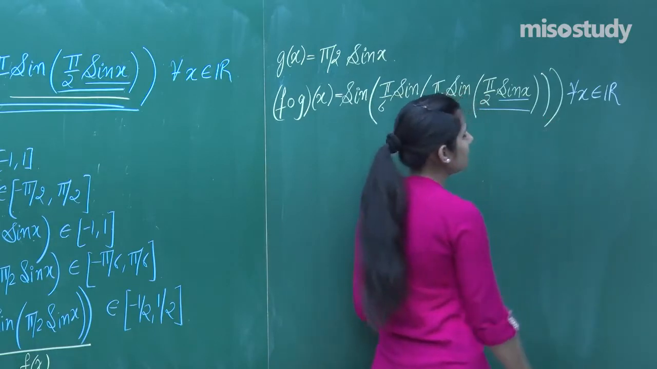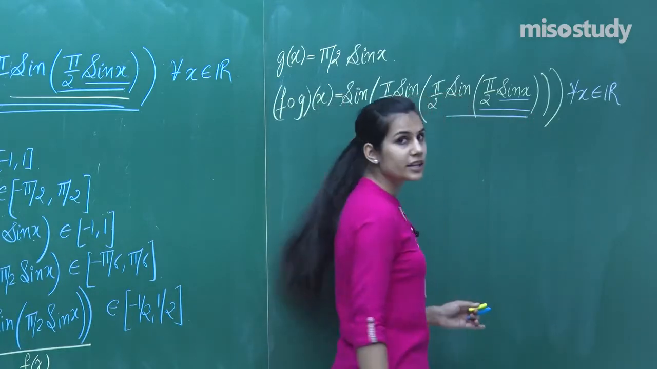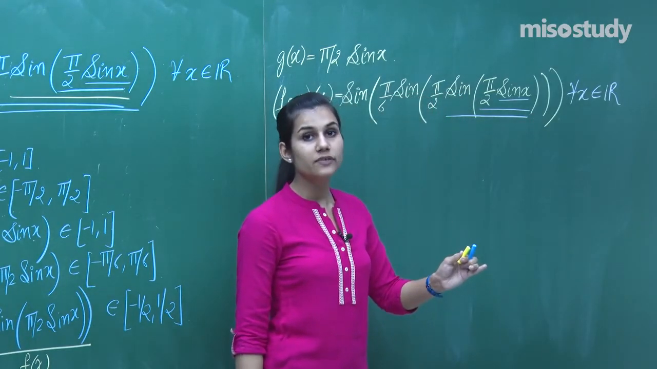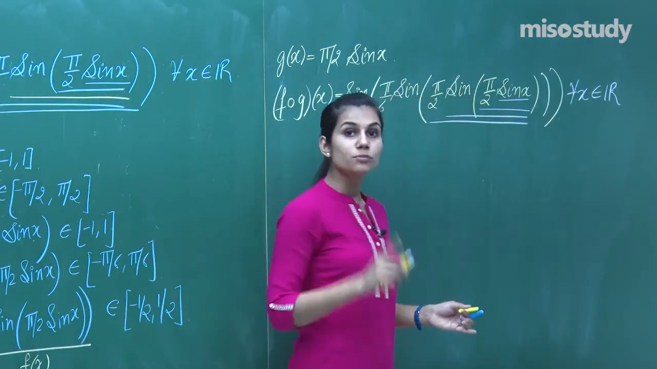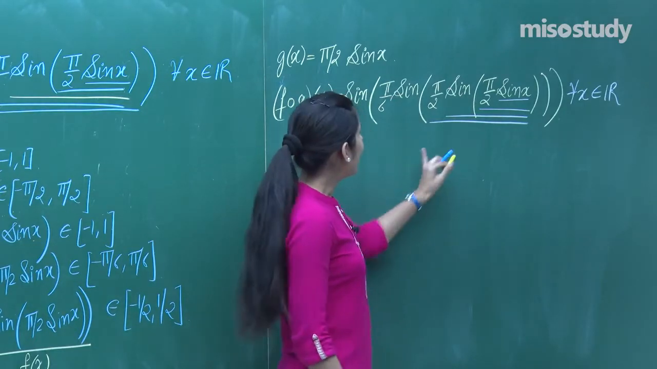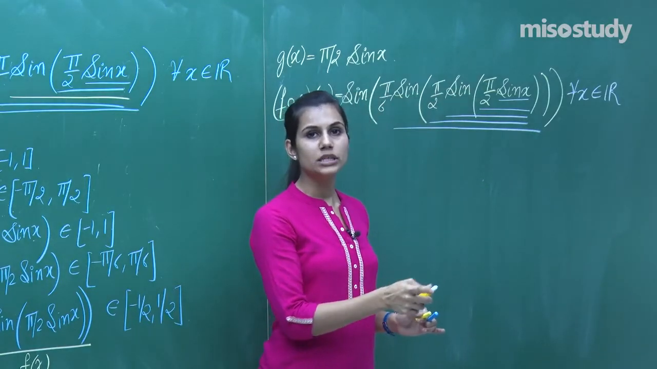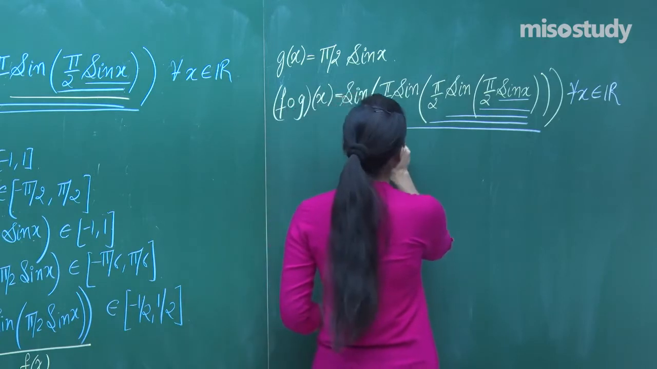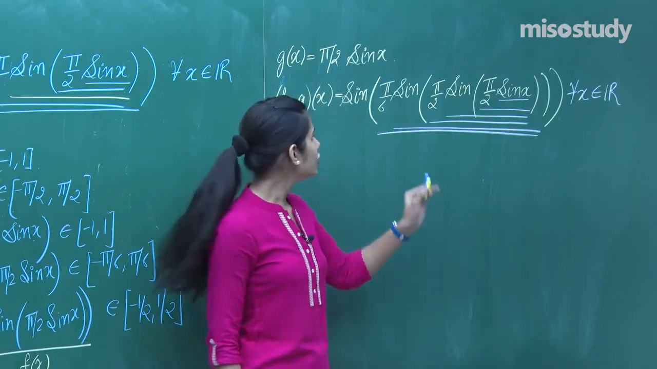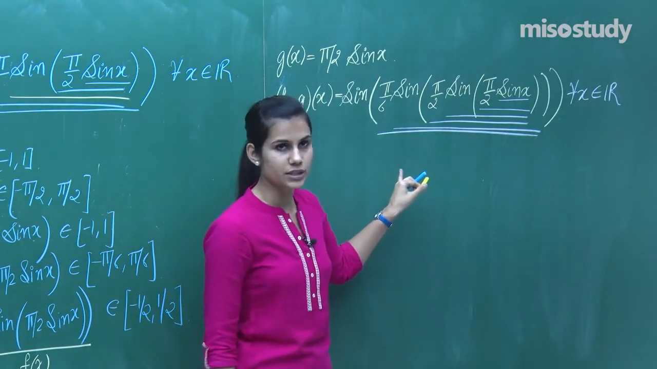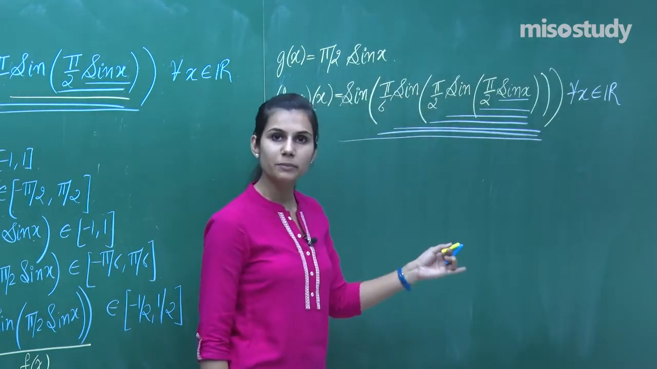Therefore, pi by 2 sine x will belong in the closed interval minus pi by 2 to pi by 2. So sine of this will belong to the closed interval sine of minus pi by 2, which is minus 1, to 1. Then pi by 2 of this will again belong to the closed interval minus pi by 2 to pi by 2. After that, sine of this will again belong to the closed interval minus 1 to 1. Then pi by 6 of this will belong where? You had the closed interval minus 1 to 1, and you are landing up at the closed interval minus pi by 6 to pi by 6. And then sine of that closed interval is just minus 1 by 2 to 1 by 2.